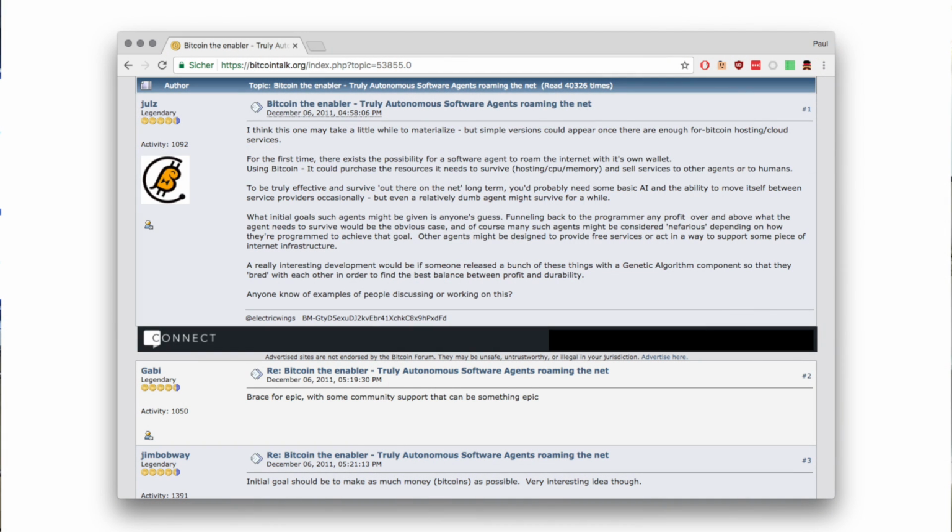And we're not the first people who realized this. Even in 2011, there was a user called Jules on Bitcointalk, and he basically opened a thread called "Bitcoin the Enabler: truly autonomous software agents roaming the net." This is where we can trace the first time someone describes a truly autonomous agent which can own property.